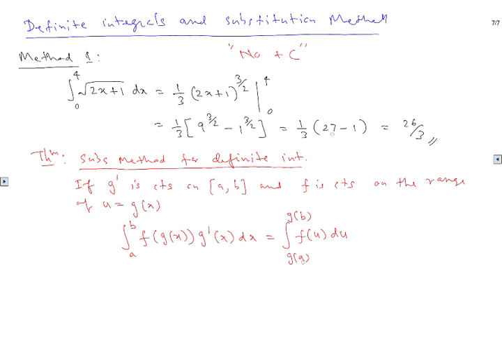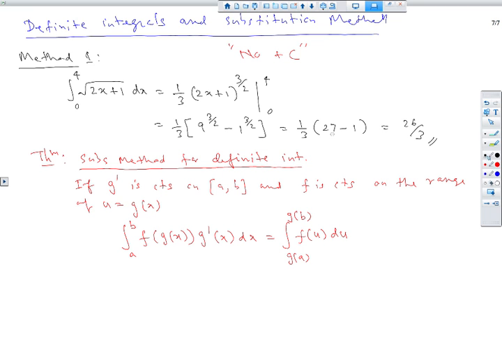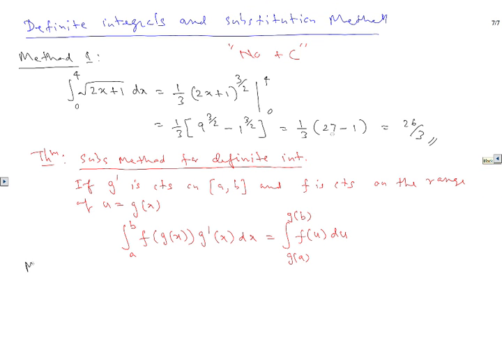So that means you do not want to go back to the old variable, as I said. Okay, you don't want to go back. What you do instead is finish the integral in terms of u. Okay, so that's method 2. So let's discuss that here. I'm going to say method 2.